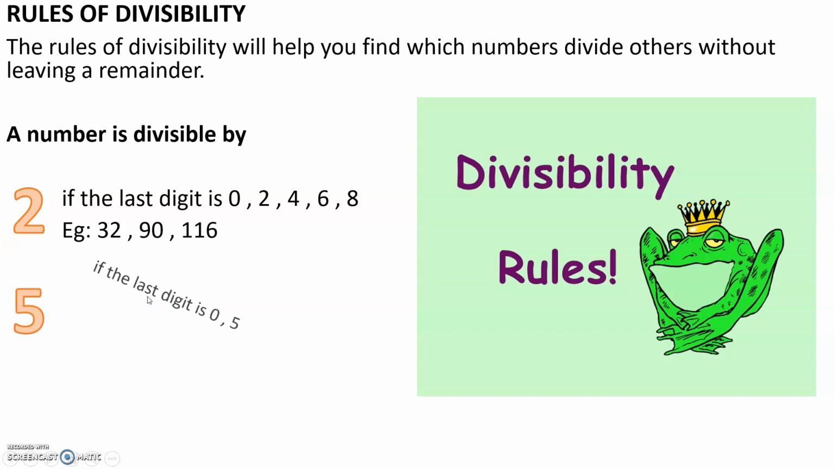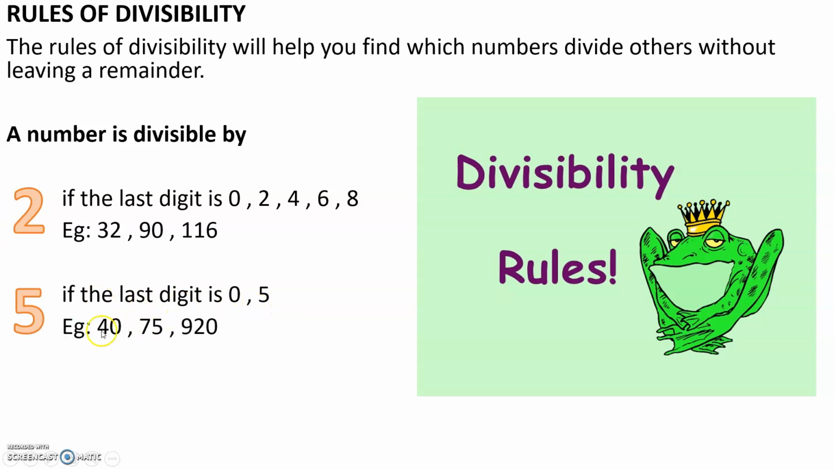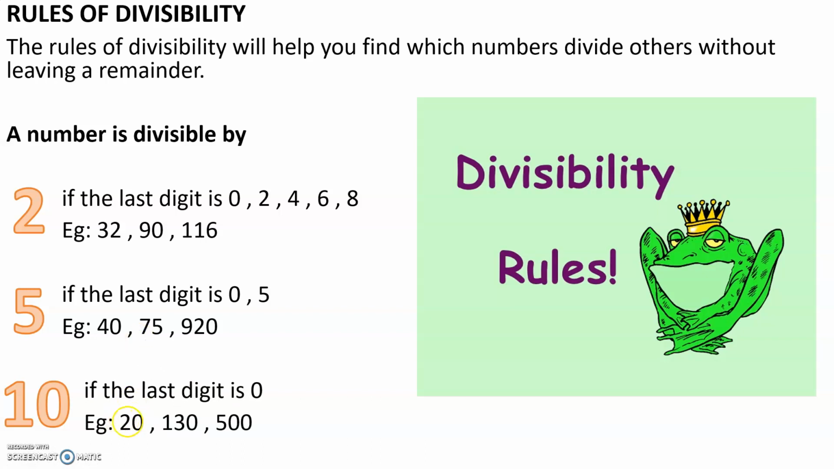5: if the last digit is 0 or 5, example 40, 75 and 920. Here the last digits are 0, 5 and 0. So if the last digit is 0 or 5, that number is divisible by 5. Next is 10. If the last digit is 0, example 20, 130 and 500. So if the last digit is 0, that number is divisible by 10.